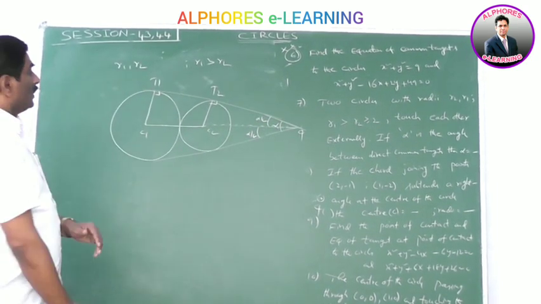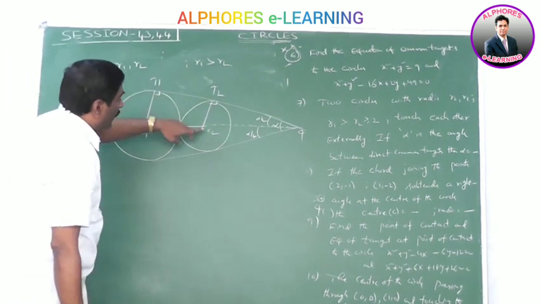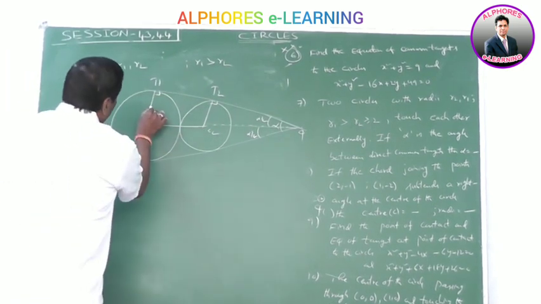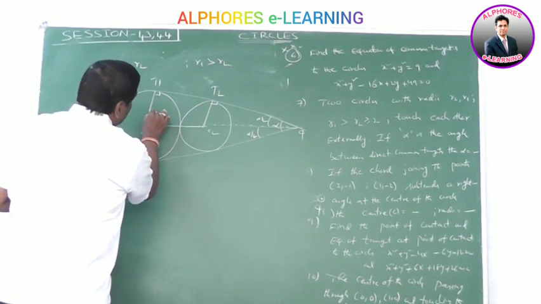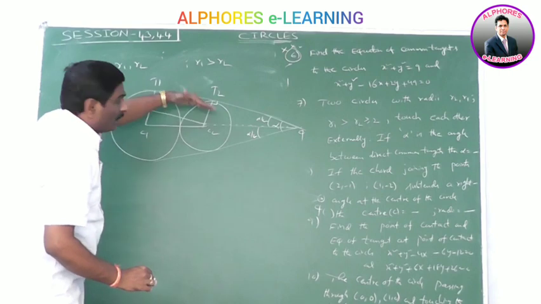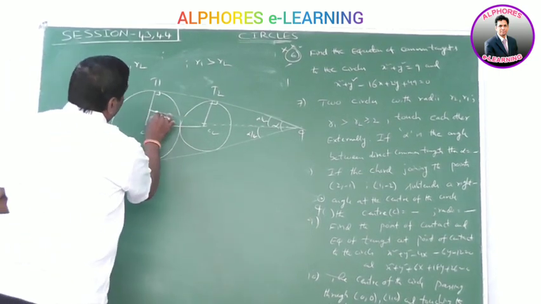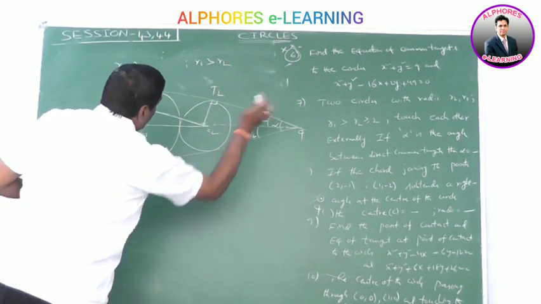Okay. Now we draw a line which is parallel to T1, T2 and passing through C2. Draw the line through C2 which is parallel to the direct common tangent T1, T2, Q.